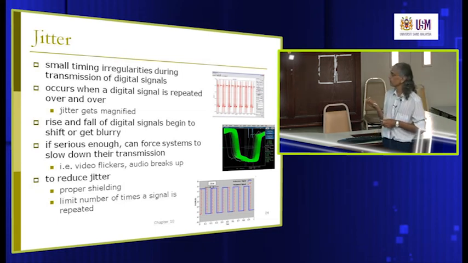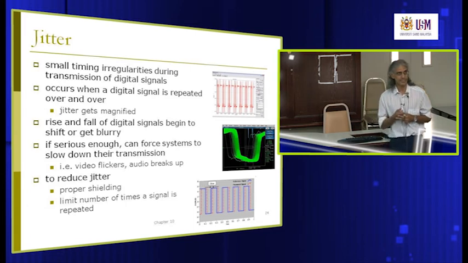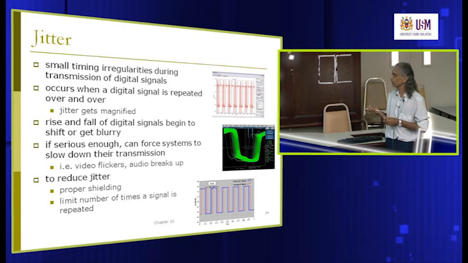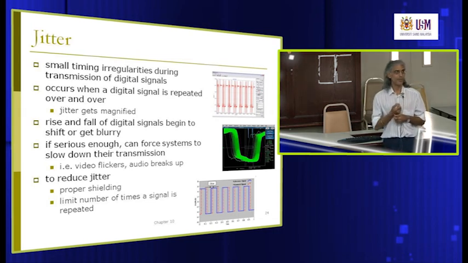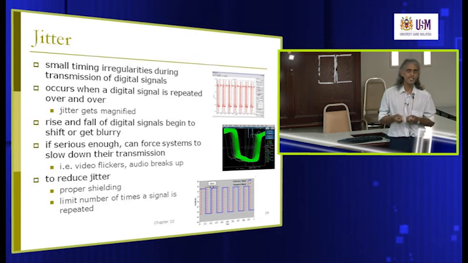If it's serious, it can force the system to slow down transmission. For example, video flickers, audio breakup, and all these things, if you listen to radio or online transmission. So to reduce jitter, we must use proper cabling and shielding, right, protection from outside, and also limit the number of times a signal is repeated. Because each time you repeat something, it will shake more and more. It will become blurrier and blurrier. So you must reduce the amplifiers.